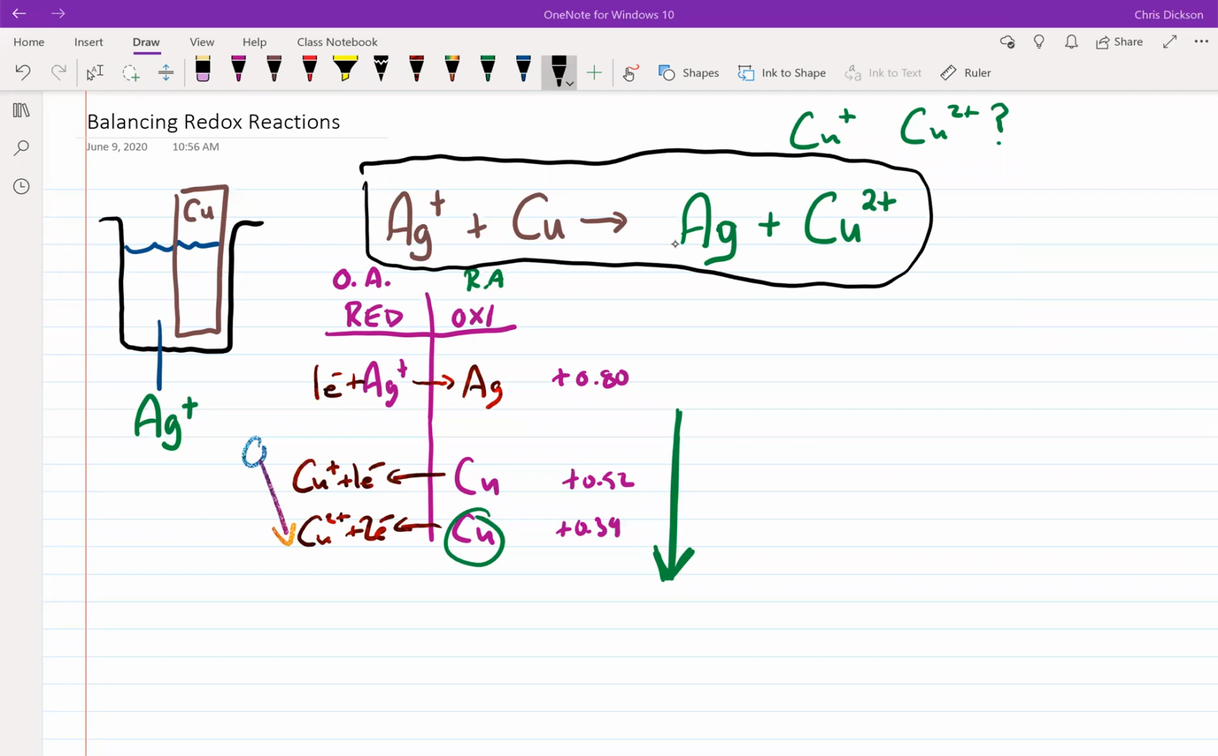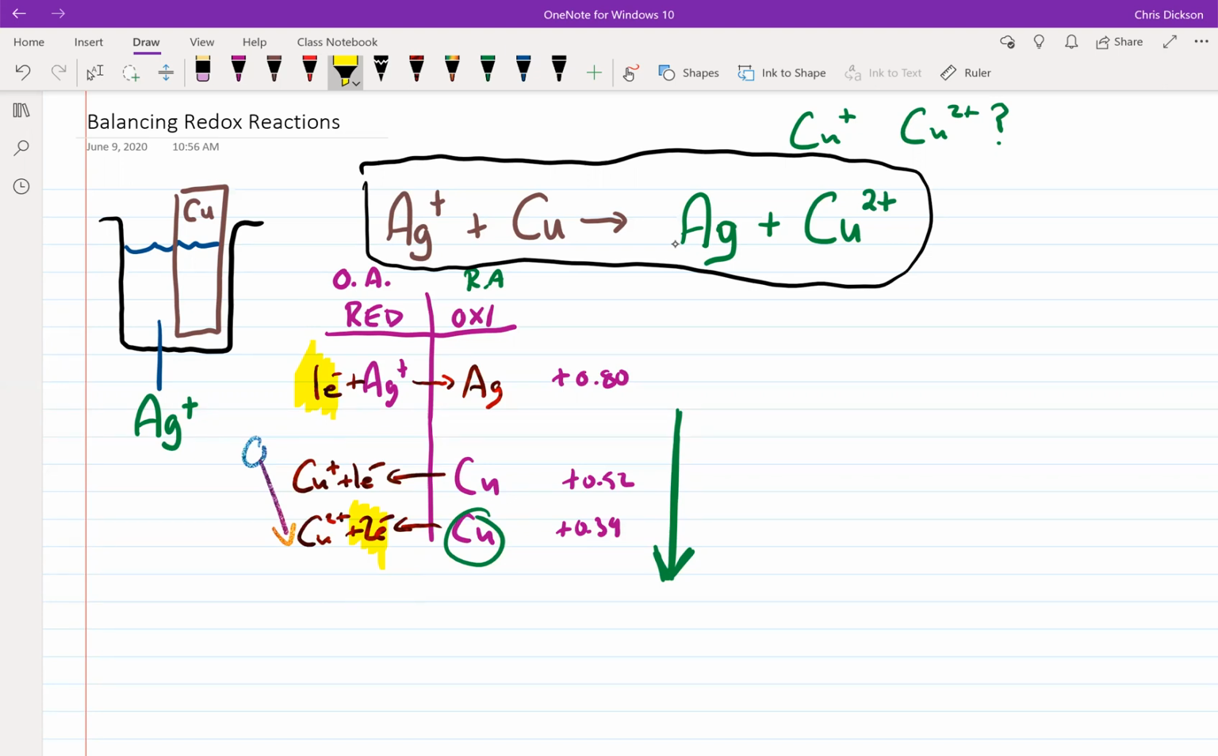So this reaction looks fairly balanced. I've got one silver ion, one copper metal, one silver atom, and one copper ion here. But in terms of balancing, it doesn't just have to be balanced for the number of particles. It also has to be balanced for charge. The silver reaction requires one electron in order to reduce the ion into silver metal. But what's interesting is the copper metal actually produces 2 electrons, and those 2 electrons would have to go somewhere.